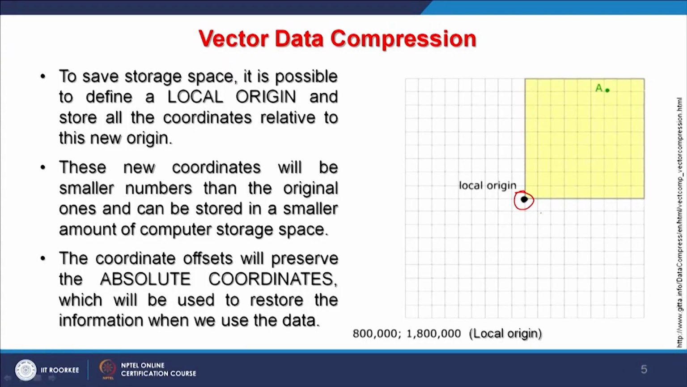Now, coordinate offsets will preserve absolute coordinates, which will be used to restore the information when we use this data. That means I can store the offset information somewhere, and whenever I want those easting northings or geographic coordinates, they may be converted easily. But originally the data can be stored using a local origin, and by which I can achieve vector data storage compression.